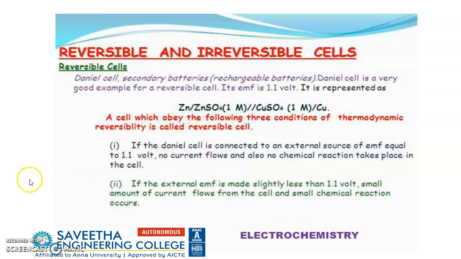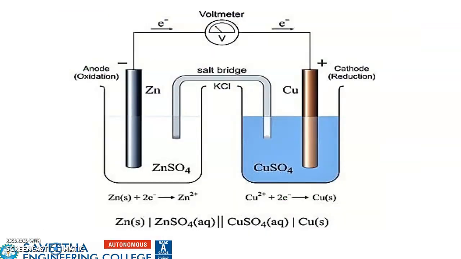The first condition is that we have two forces acting on it, applied force and opposing force. Both should not be equal to each other. That is the first condition. And the second condition is that the reaction should be reversible. Say, for example, in a Daniel cell, the voltage that is produced is 1.1 volt. So if 1.1 volt is given from the external EMF, nothing will happen. Whereas if any energy greater than 1.1 volt is given, the reverse reaction will start taking place.